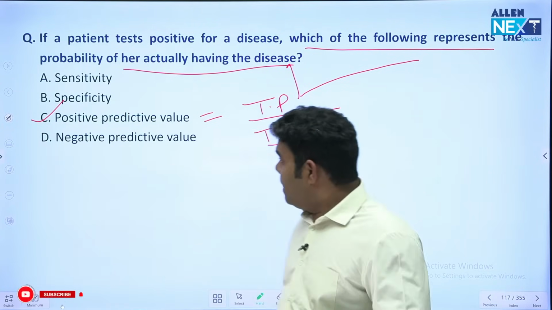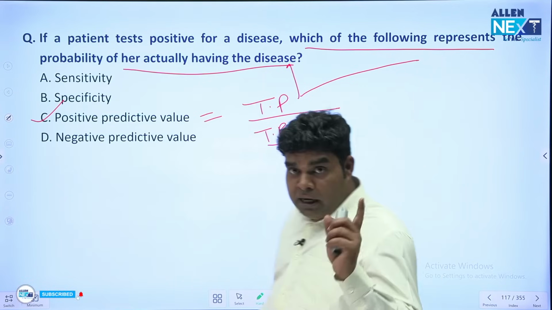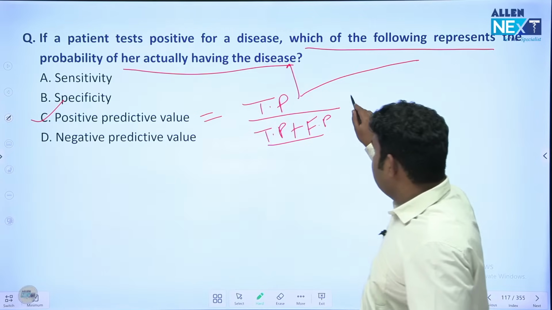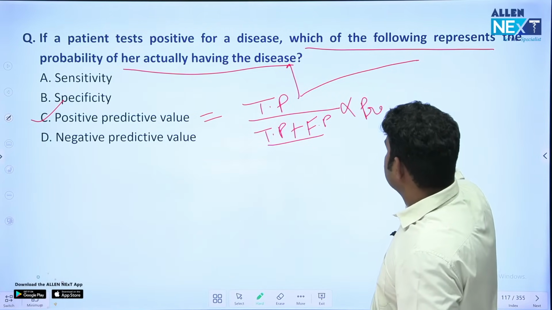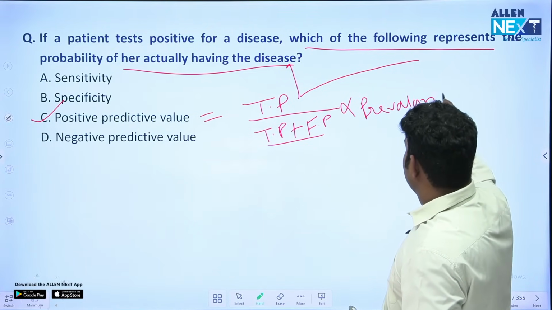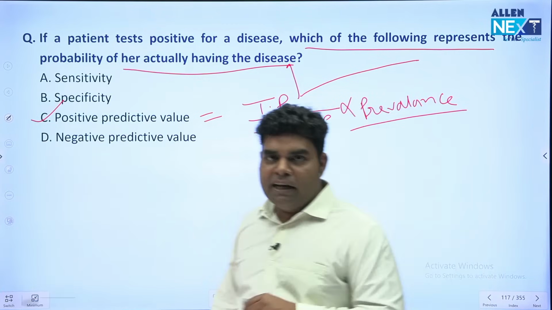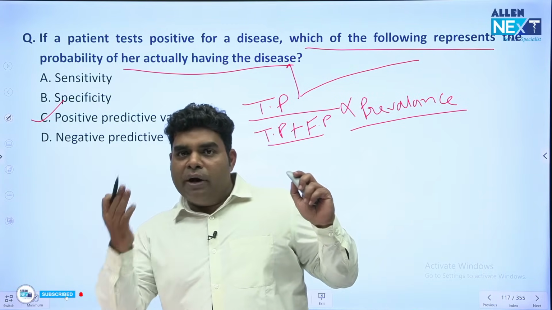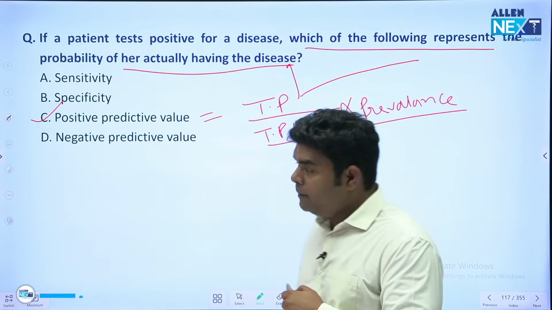That is PPV. और एक बात अभी हमने पहले भी पढ़ी है, याद रखना, PPV is directly proportional to prevalence of disease. तो PPV directly proportional to prevalence, ये भी याद रखना. जब बीमार ज्यादा होंगे तो PPV ज्यादा होगा. Okay?